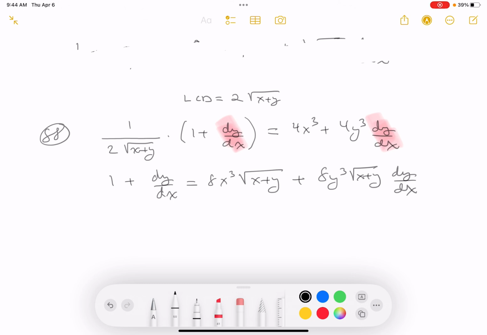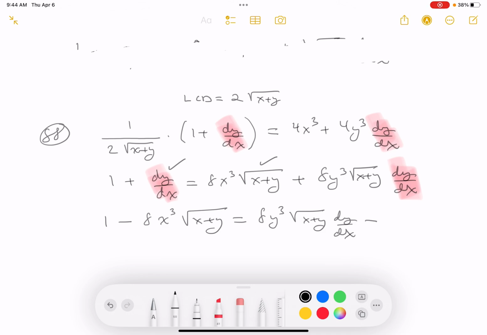All right, I want to remind you what we're doing over here. We're trying to get this thing on one side, and the way I'm going to do that is I'm going to subtract this from both sides and subtract this from both sides. And what do you get? You get 1 minus 8x cubed, the root of x plus y, is going to be equal to 8y cubed, the root of x plus y, dy/dx, minus dy/dx.